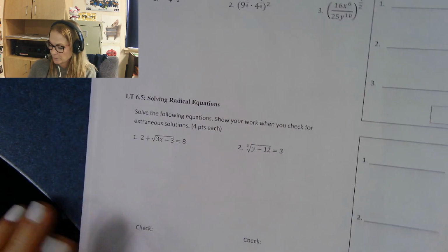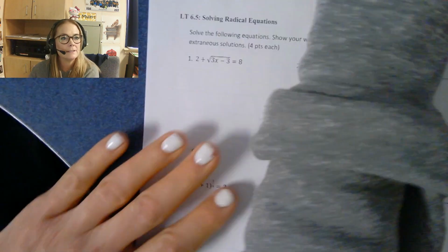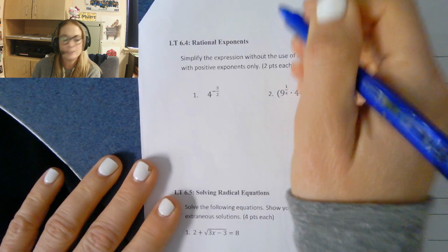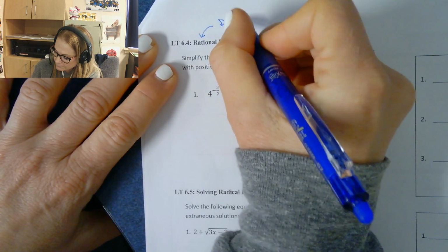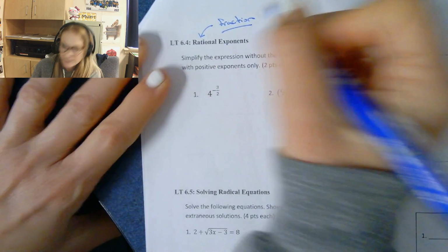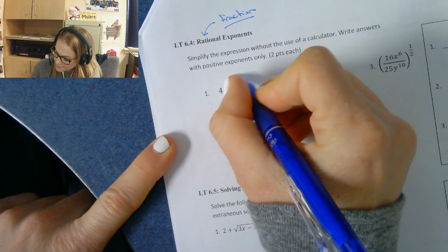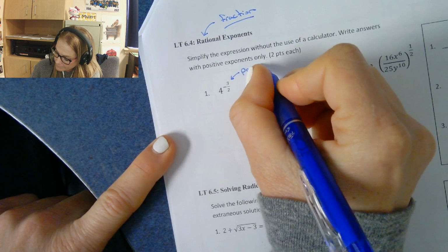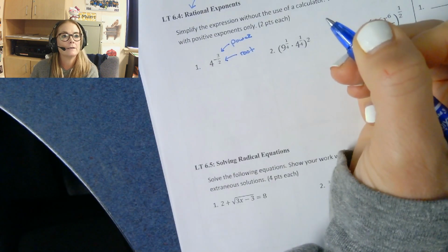Number 4 is pretty quick, so we'll stop at 4. Stop the video at 4, and I'll make 2 of these. So 6.4 is rational exponents, and so from class we talked about rational exponents. This just means a fraction. Okay, so a fractional exponent. So this is just the power, and this is just the root. The numerator is the power, and the denominator is the root type.